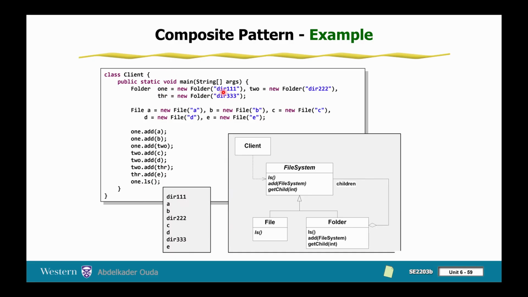The folder 1 name is 111. We're going to display the folder name and the file names inside folder 1, which are A and B. And then we have another folder, folder 2. And then folder 2 has C and D and another folder. The last folder has the file E. So all of this will be displayed directly by just one command, because we just implemented the Composite design pattern.